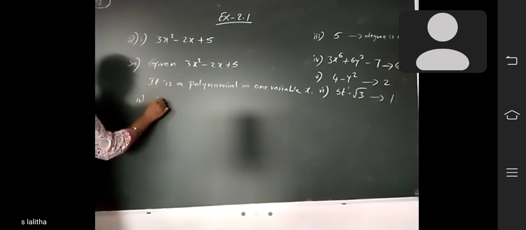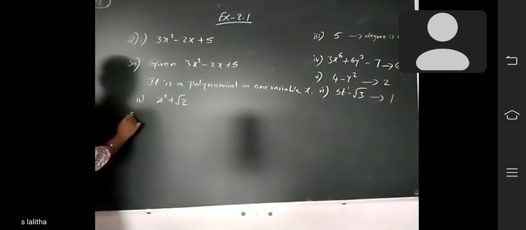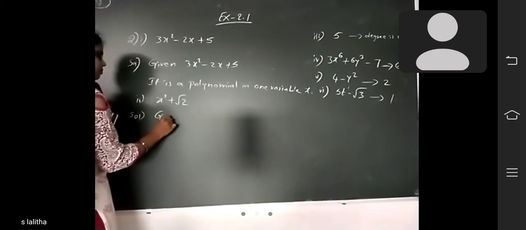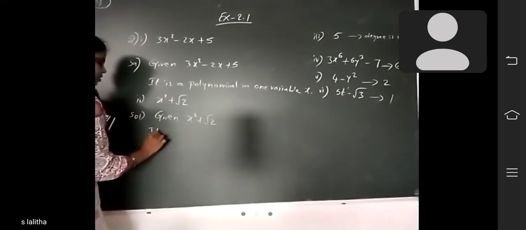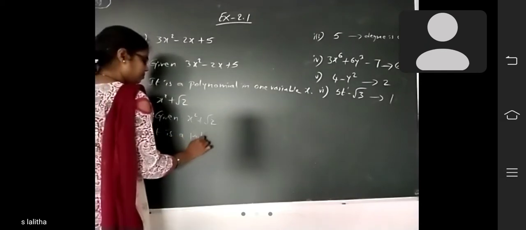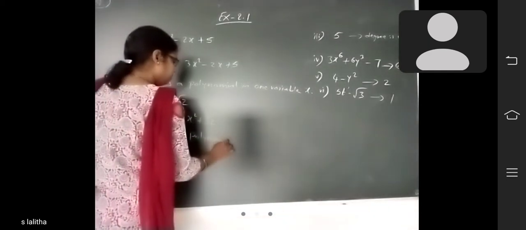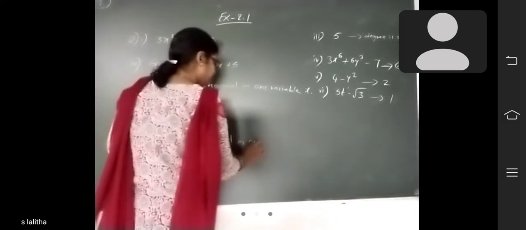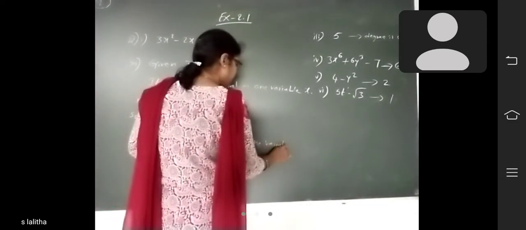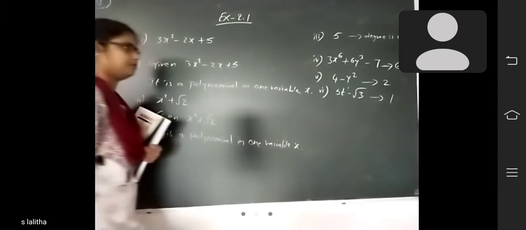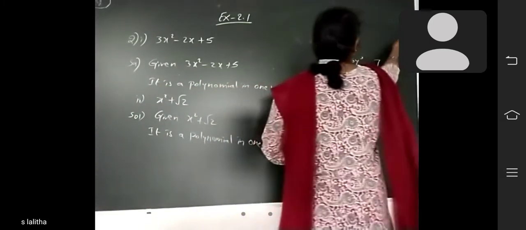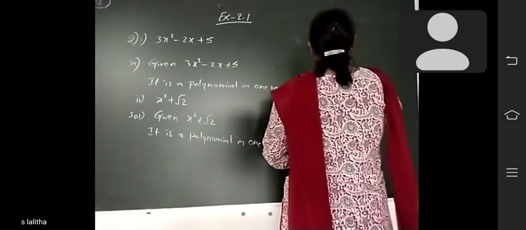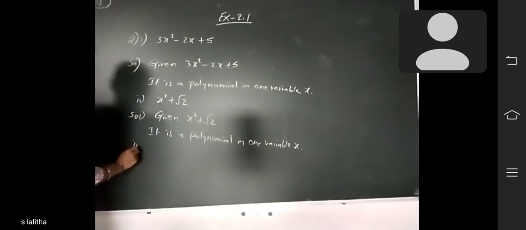So second one, x square plus root 2 is given. So given x square plus root 2, it is a polynomial in one variable x.